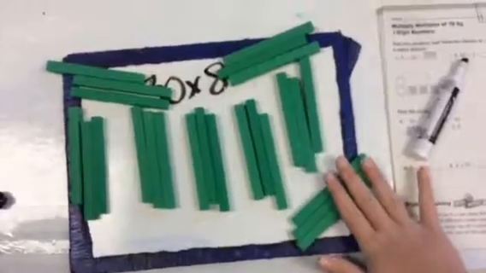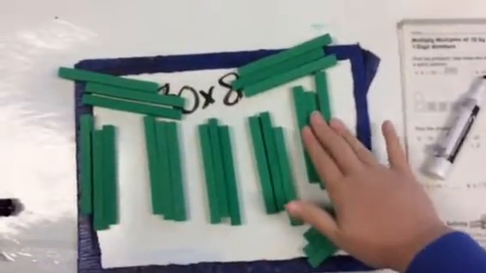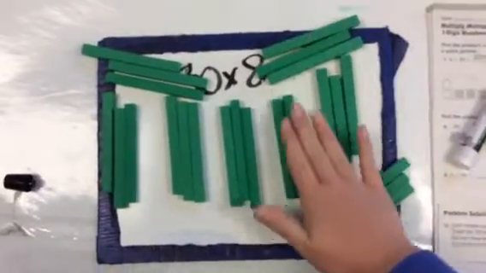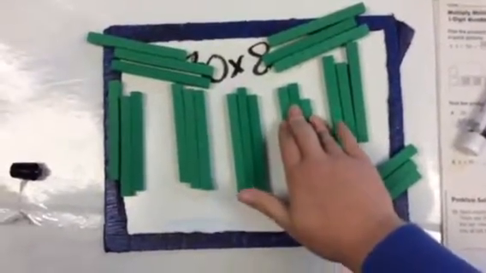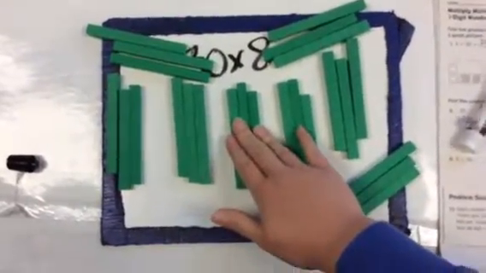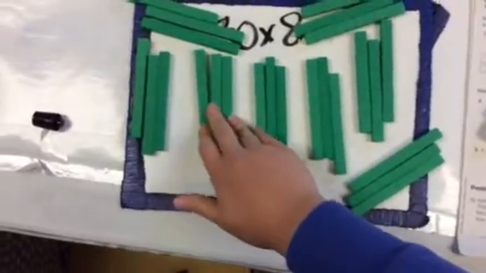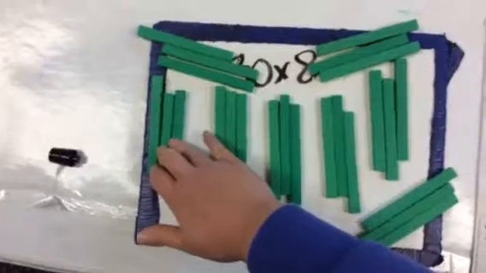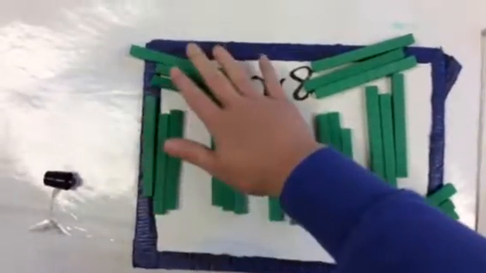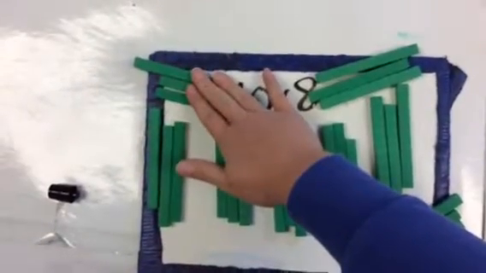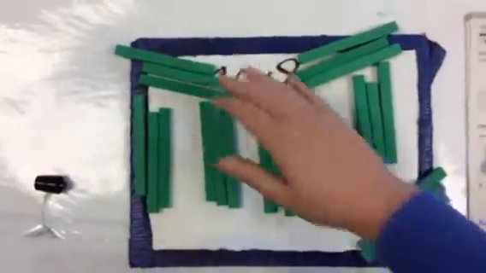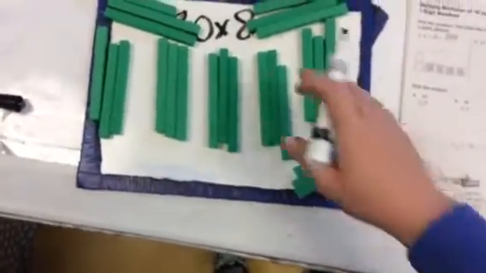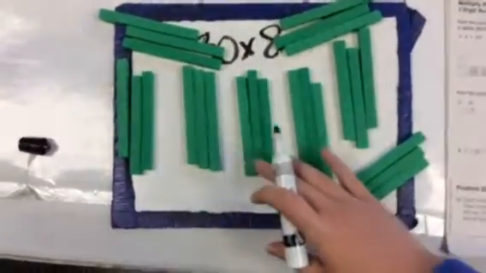So this is 30, 60, 90, plus 30 more is 120, 150, 180, 210, 240. So all of that together is 240. So 30 times 8 is 240.